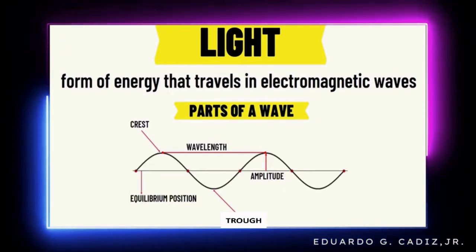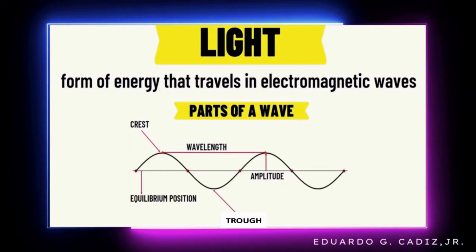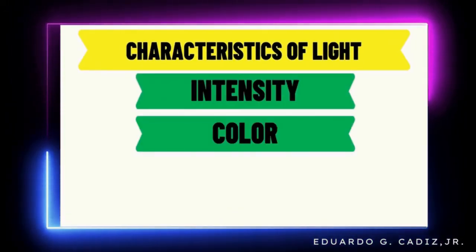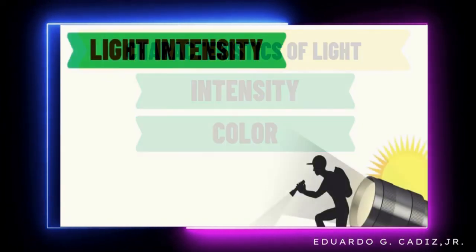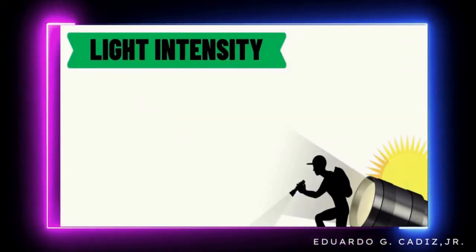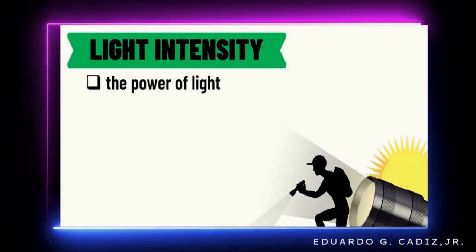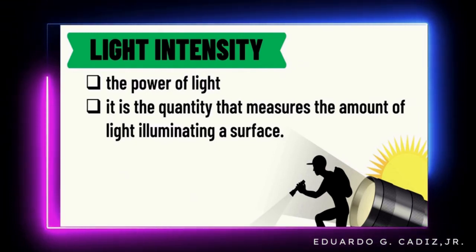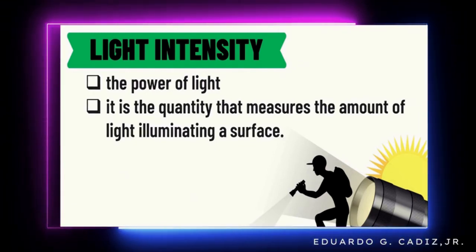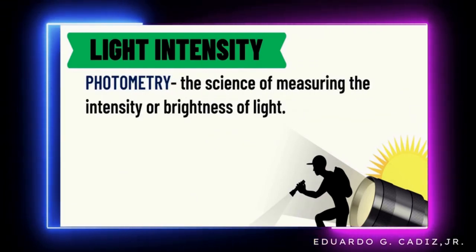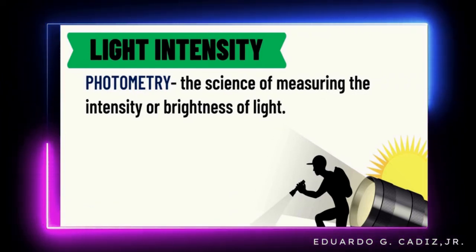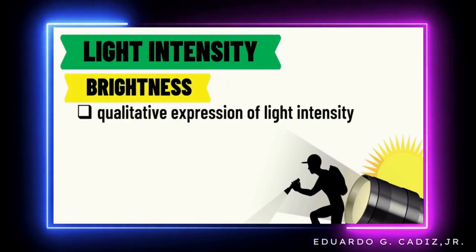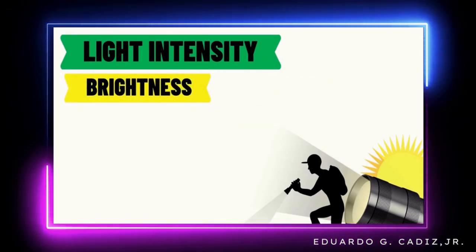These properties have something to do with the special characteristics of light, which include intensity and color. Let us first discuss the intensity of light. Light intensity is the power of light. It is the quantity that measures the amount of light illuminating the surface. The science of measuring the intensity or brightness of light is called photometry. Brightness is a qualitative expression of light intensity.